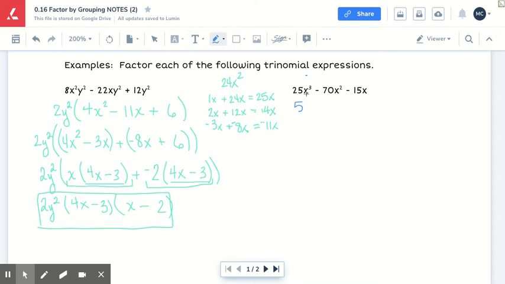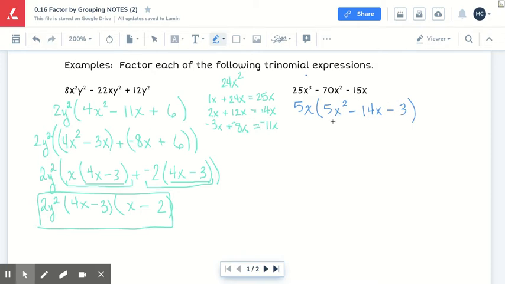As far as variables, they all have x's in them. So there is definitely going to be a variable common factor. The smallest power of x in any of those terms is a 1. So x to the first power would be what we factor out. Okay, so now I take each of these terms and I divide them by 5x. So 25x cubed divided by 5x would be 5x squared. 70x squared divided by 5x would be, let's see, 5 goes into 70 14 times. And then 15x divided by 5x would be 3.